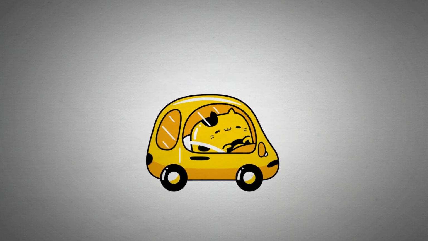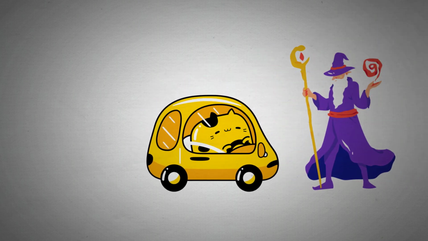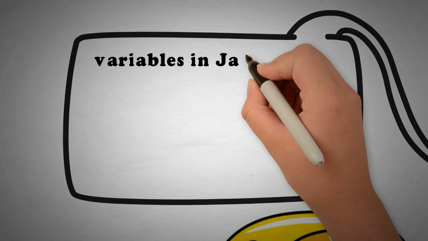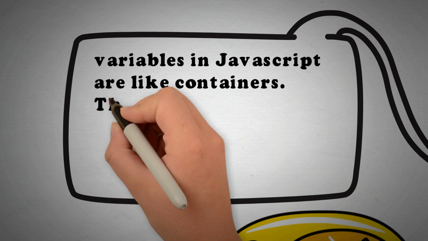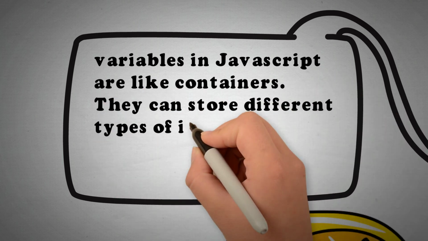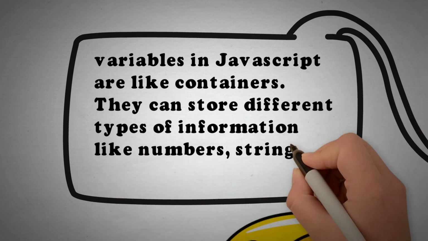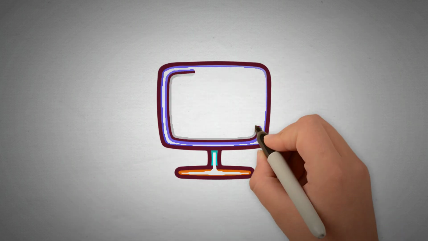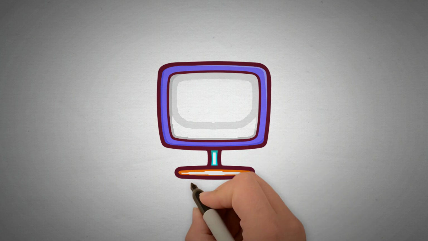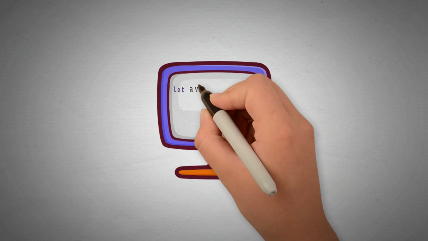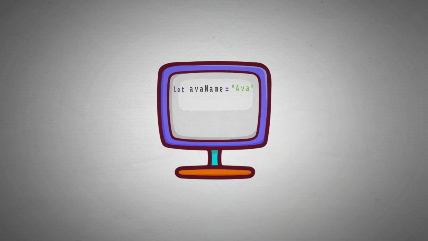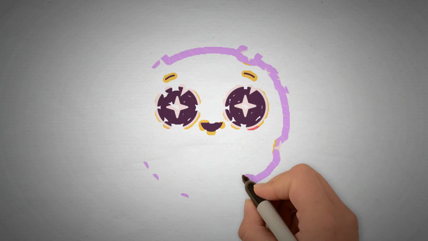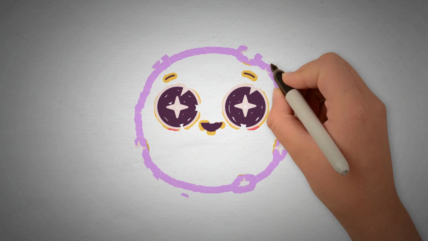On her journey, she came across a wise old wizard who told her that variables in JavaScript are like containers. They can store different types of information like numbers, strings, and objects. For example, if Eva wanted to store her name in a variable, she would type let Eva name equal to Eva. Eva was excited to learn about variables and asked the wizard for more examples.